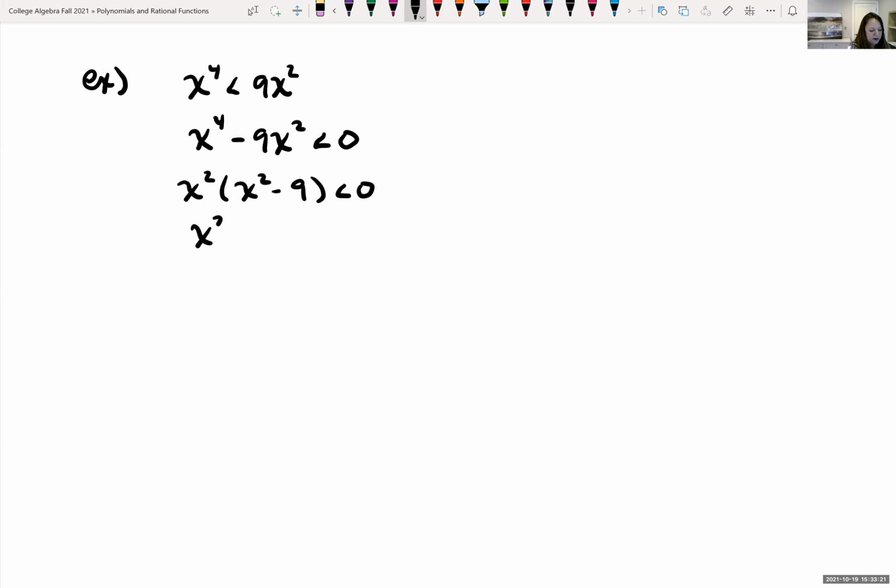We have a difference of squares, so we can factor that. So we have x squared times x minus 3 times x plus 3 is less than 0. So our values that set this equal to 0, I call those our critical numbers.